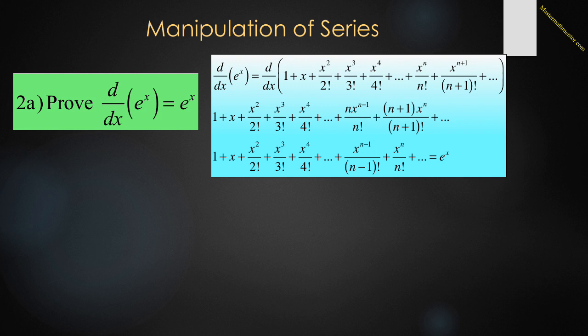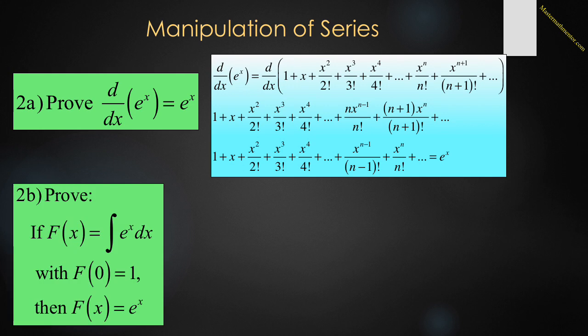So our terms are 1 plus x squared over 2 factorial plus x cubed over 3 factorial plus x to the 4th over 4 factorial. And when we look at n over n factorial, we get a cancellation of the n's. So we have x to the n minus 1 over n minus 1 factorial. When we look at n plus 1 over n plus 1 factorial, the n plus 1's cancel and we get x to the n over n factorial plus dot dot dot. And of course that is equal to e to the x.